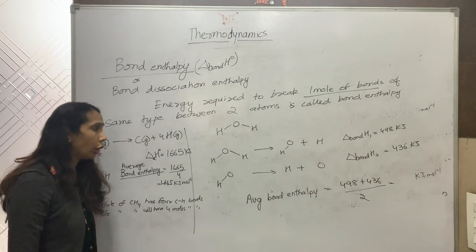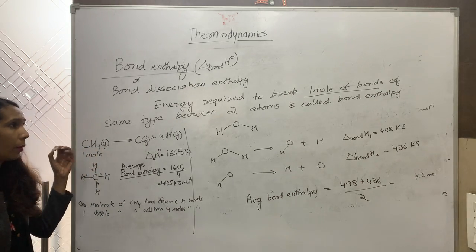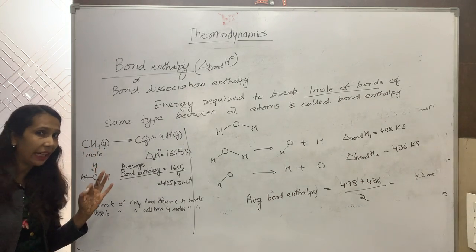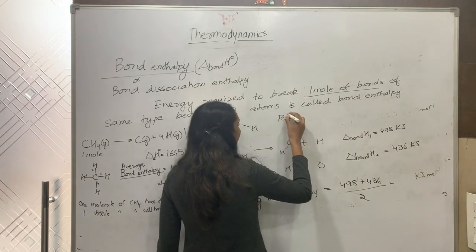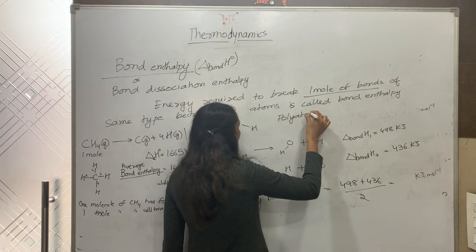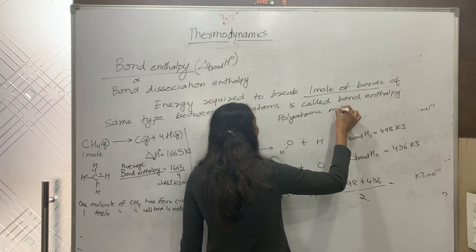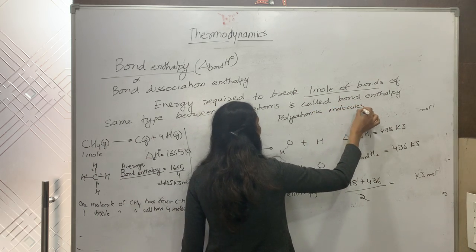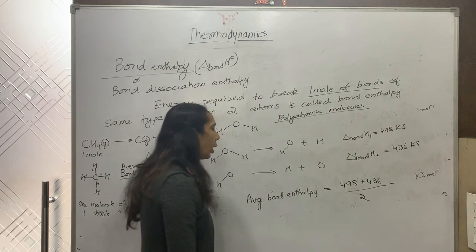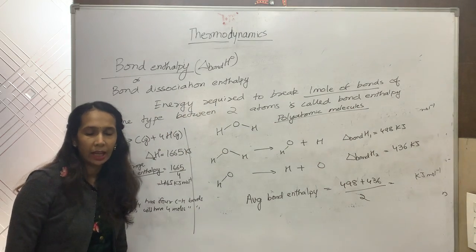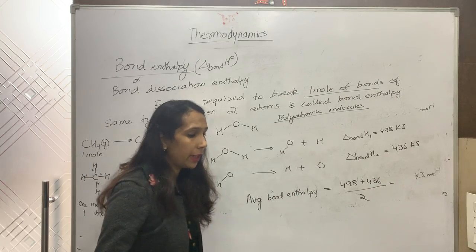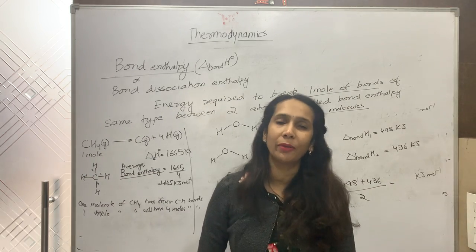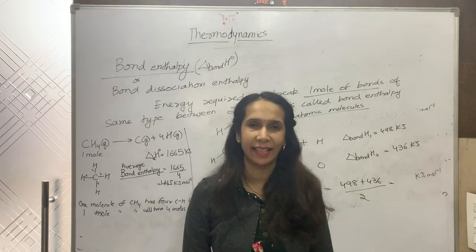So in the case of polyatomic molecules, which contain more than 2 atoms, we calculate the average bond enthalpy. In the case of polyatomic molecules, what do we calculate? Average bond enthalpy. We finished with this topic in this session. We'll continue with other topics in the next session. Thank you.